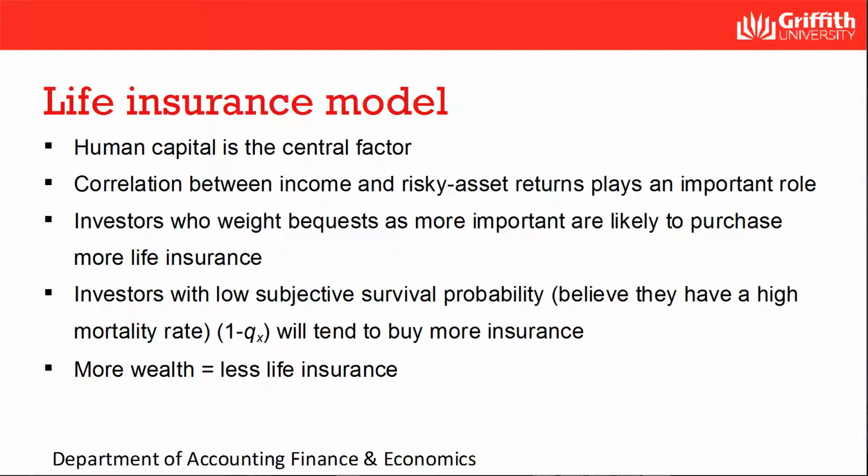The model also considers subjective survival probability, 1 minus qx. Investors with low subjective survival probability, those who believe they have a high mortality rate, will tend to buy more life insurance. The model implies that the more financial wealth one has, all else being equal, the less life insurance one demands.